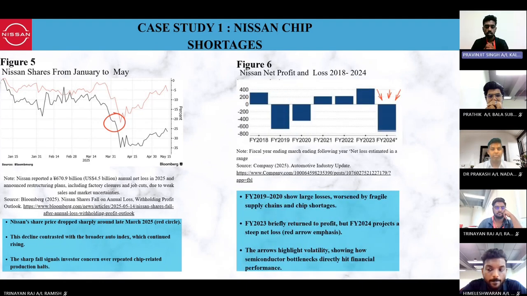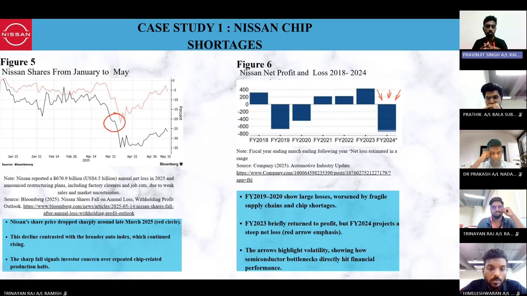Next, I'm going to talk about Nissan's net profit. In figure 6, the graph presents Nissan's financial performance from 2018 to 2024. It shows large losses in 2019 and 2020. They returned to profit in 2023 and there is another projected net loss in 2024. The fluctuation highlighted in the graph, which is the red symbol, shows how semiconductor shortage and supply chain stops can directly affect a company's profitability and financial stability.